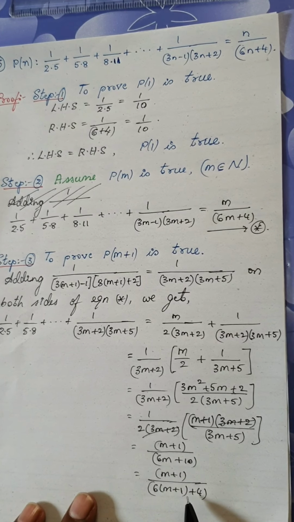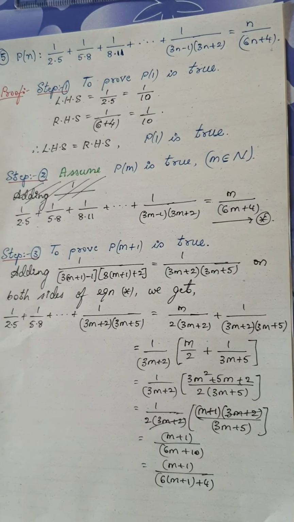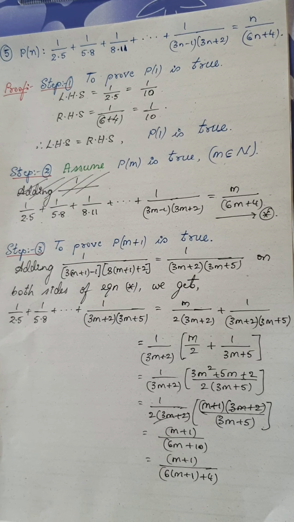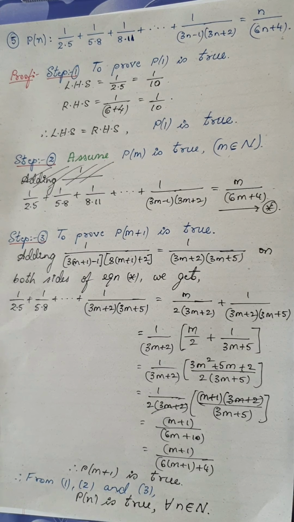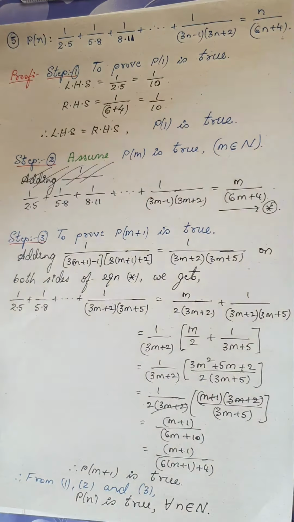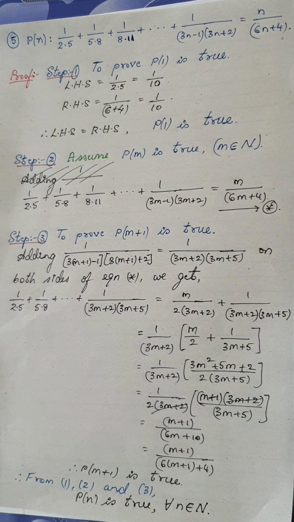So once this is clear, we can easily write P of m plus 1 is true and write the conclusion that P of n is true for all n belongs to N, isn't it? So if you can finally write the conclusion P of m plus 1 is true and the final conclusion, this will complete the solution for question number 5. Okay, there is a similar question, one more. Let us take that question also now.